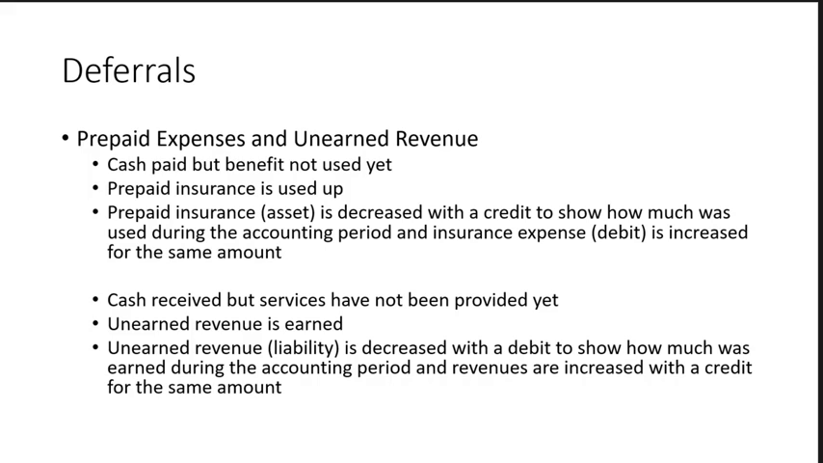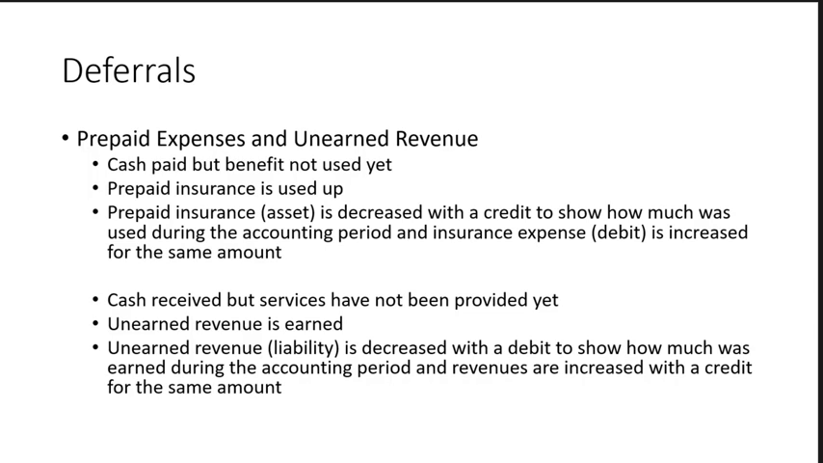Deferrals is the other two types of adjusting entries. So in this case, the cash is paid now, but we haven't used the benefit yet. So prepaid insurance is the perfect example. We buy it now, record the asset, prepaid insurance, we record the cash, and then over time, it is used up. So 1 month from now, we've used 1 month. 2 months from now, we've used 2 months so far.